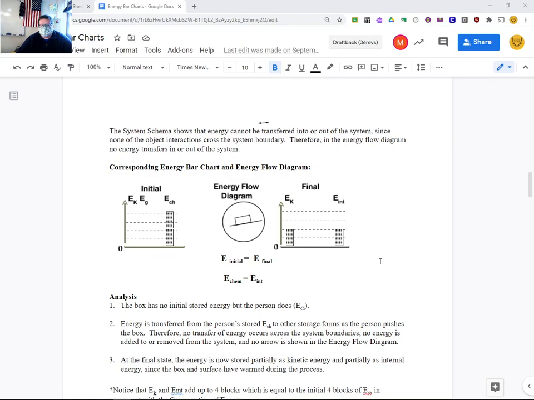When we do these problems, these practice problems that you have, I encourage you to do a closed system at first. We can do open systems later, but closed systems are easier because the number of blocks stays the same.